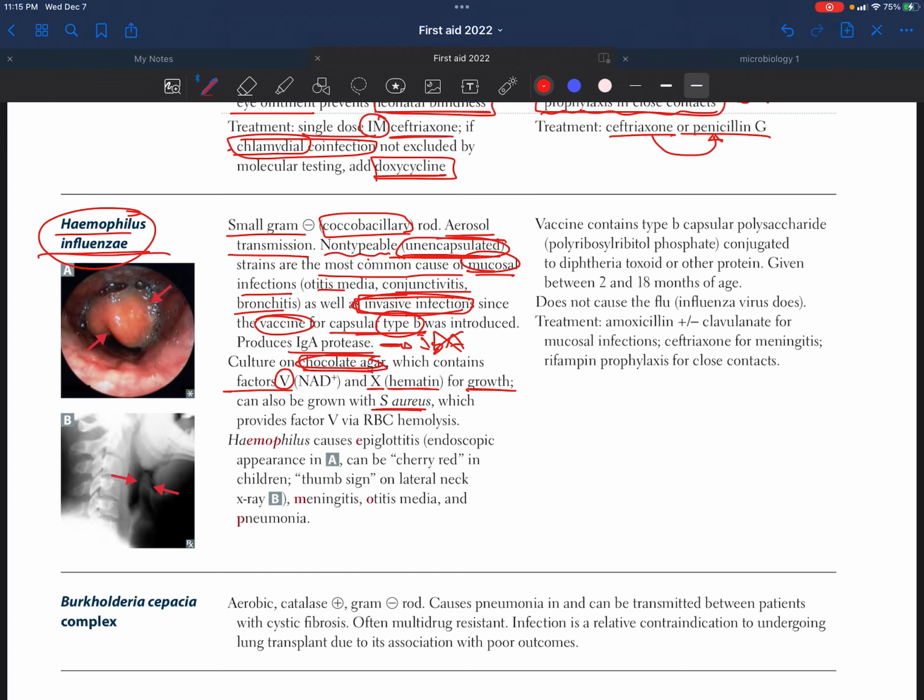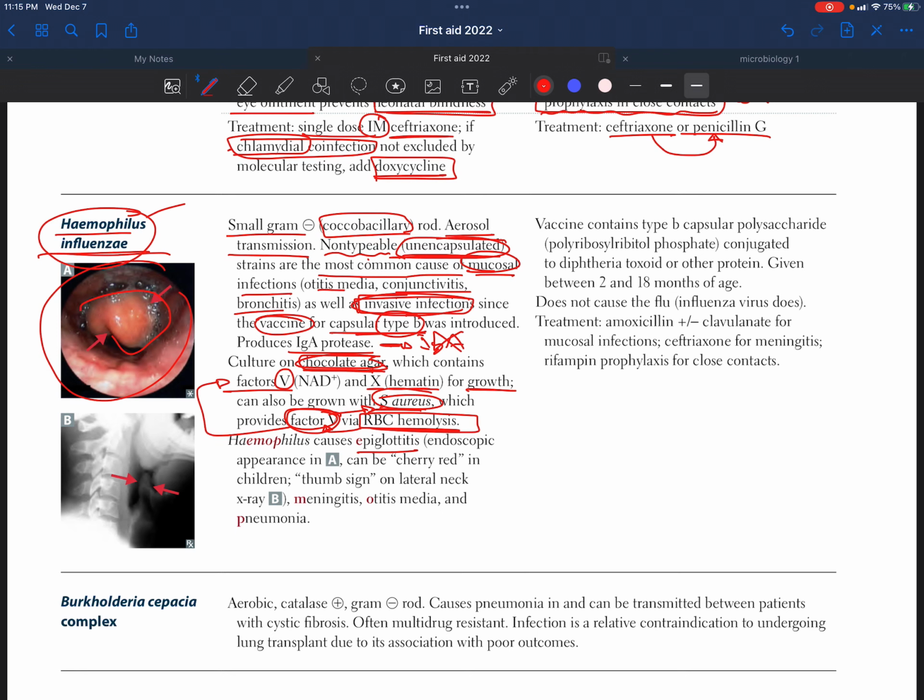We can add it to Staph aureus because the Staph aureus has the ability to hemolyze RBCs, and that would produce the factor 5. And factor 5 is one of the things that we need to add to the chocolate agar. So we can culture Haemophilus influenzae in addition to the Staph aureus in order to benefit from the factor 5 of the Staph aureus. The Haemophilus causes epiglottitis, and the endoscopic appearance looks like this.